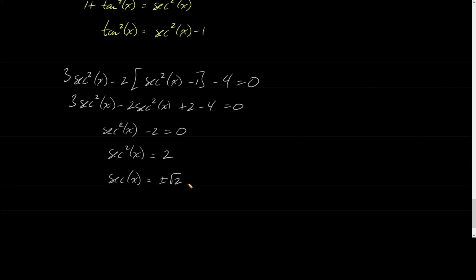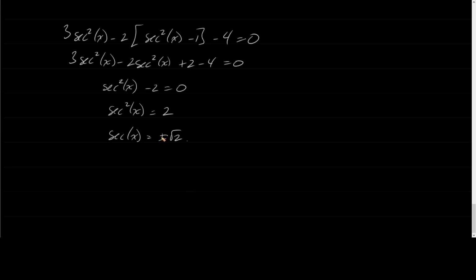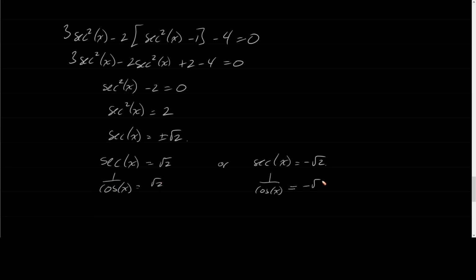Now, rather than think of this in terms of secant, first, let's split this up into the 2 equations that this implies: secant being equal to radical 2, or secant being equal to negative radical 2. But if I rewrite this in terms of cosine, we have 1 over cosine is equal to radical 2. And over here, 1 over cosine is equal to negative radical 2.